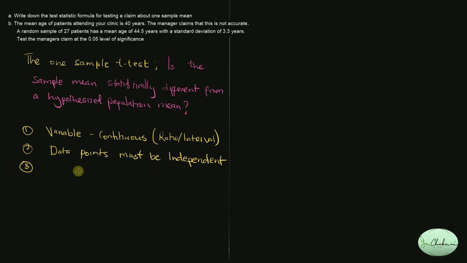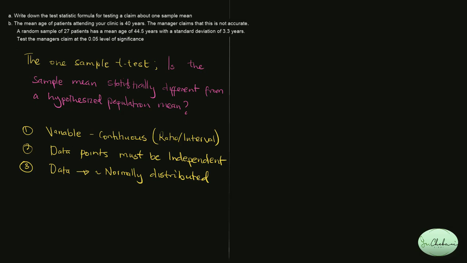Number three, the data has to be approximately normally distributed, as close as possible to normal distribution. There shouldn't be any significant outliers in our data set. Those are the important assumptions that have to be met for our t-test to be valid, so that our conclusion at the end of this hypothesis test is one that can be relied on.